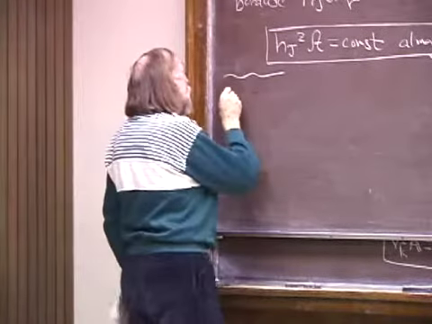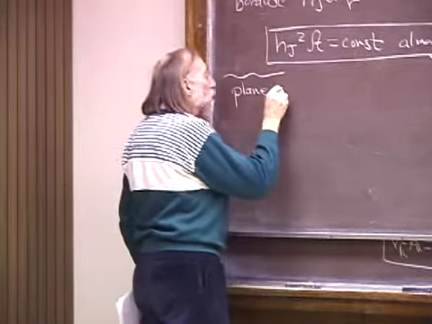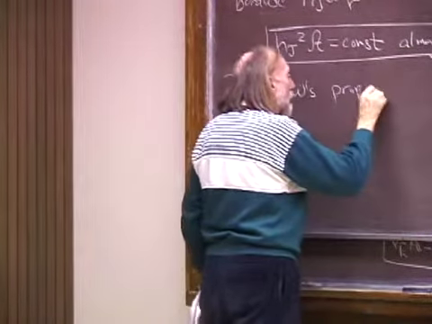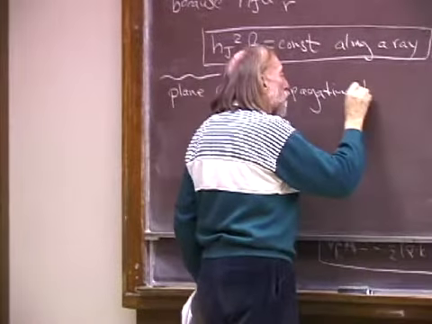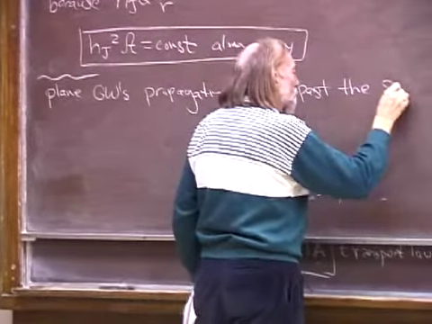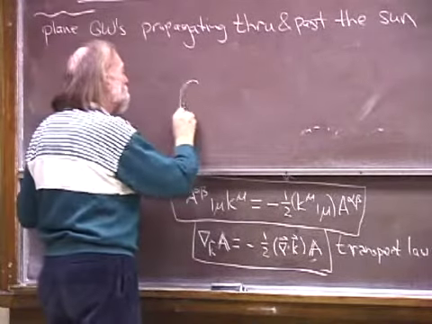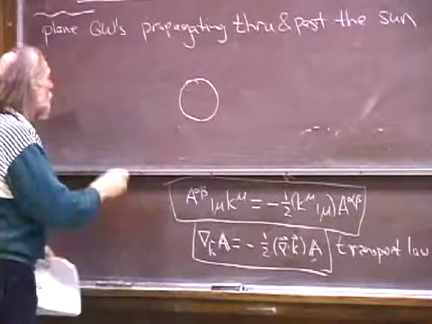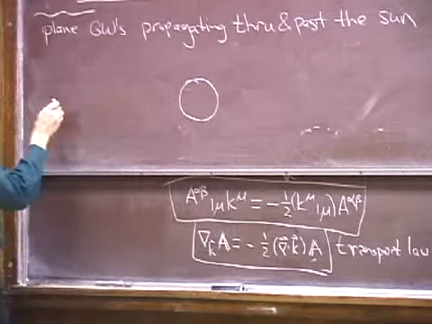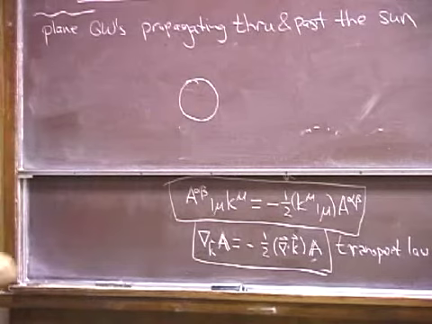So I want to consider plane fronted gravitational waves propagating through and past the sun. So I have the sun here, and here are, in a particular Lorentz reference frame, or almost Lorentz reference frame, it's as Lorentz as I can do, given that the sun is producing a little bit of space-time curvature.